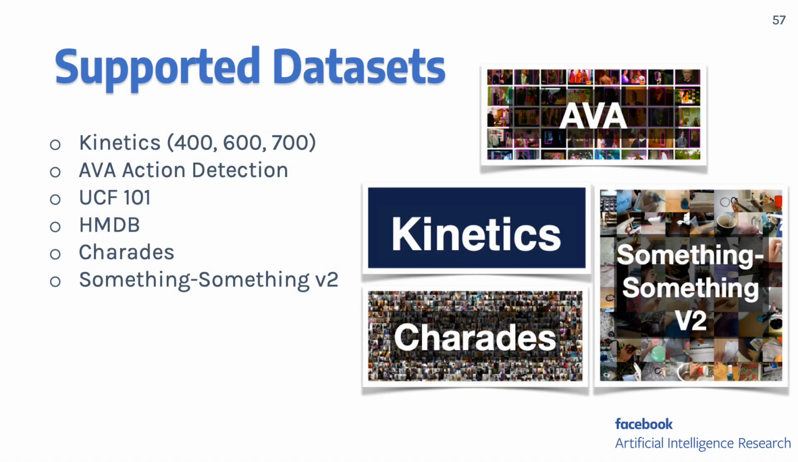Currently, PySlowFast is supporting many different datasets. Datasets like Kinetics 400, Kinetics 600, and Kinetics 700 for video classification. PySlowFast is also supporting AVA for video detection. Besides that, we are also supporting UCF and HMDB for small-scale action classification, and we're also supporting Charades and Something-Something datasets as well. We are planning to support more datasets, and if you have your own datasets you want supported by PySlowFast, you are welcome to contribute to the codebase.